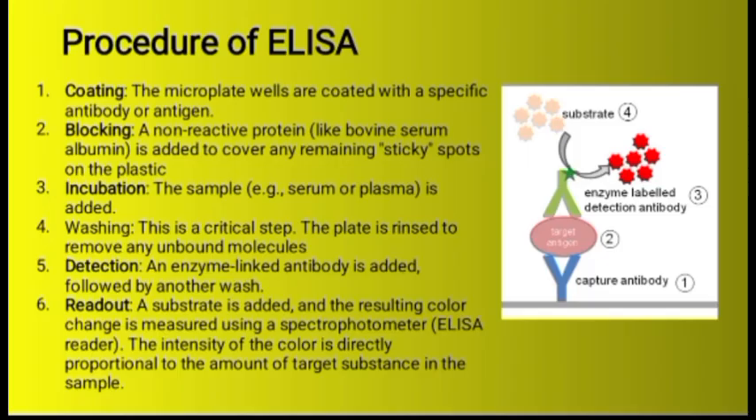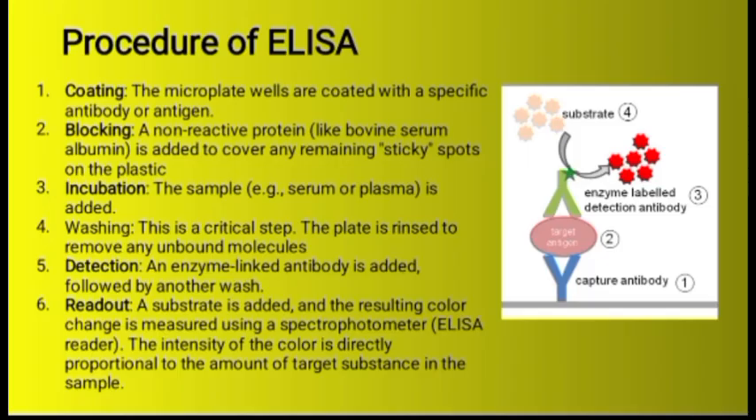Then the sample, which can be either a serum or a plasma, will be added. Then it will be thoroughly washed to remove excessive test antigen or antibody. The plate will be rinsed to remove any unbound molecules, can be either protein or any substances. Then to detect it, an enzyme-linked antibody is added, followed by another wash. So the enzyme-linked antibody, as you can see here in step 3, the enzyme-labelled detection antibody is just an antibody that you add, which will bind to the fluorochrome and the substrate so that there will be emission of light.